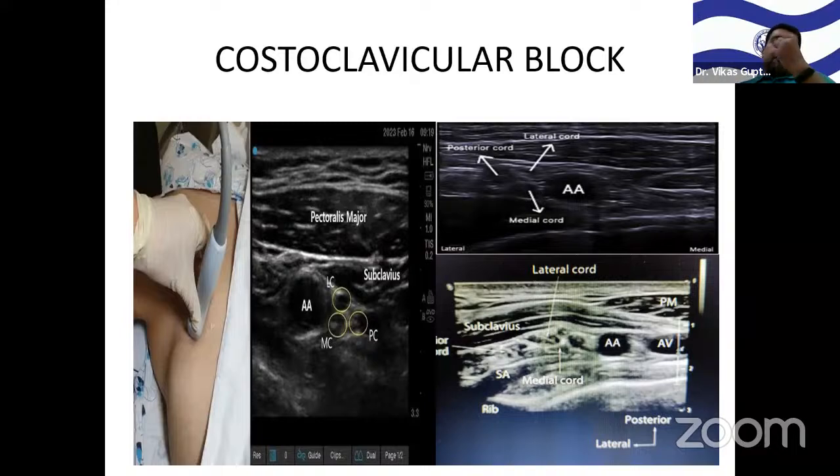For example, if we want to do a humerus nail, previously we usually did interscalene plus superficial cervical plexus block. But nowadays with interscalene, the phrenic nerve will be involved. So nowadays we use costoclavicular block plus axillary nerve block or suprascapular nerve block. It is very useful for all shoulder surgeries and all upper limb surgeries.